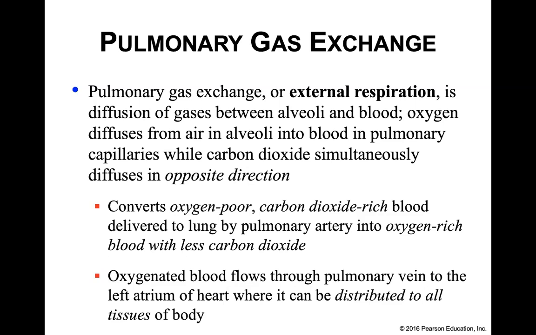Oxygen diffuses from the air in the alveoli into blood in the pulmonary capillaries, while carbon dioxide simultaneously diffuses in the opposite direction. This converts oxygen-poor, carbon dioxide-rich blood delivered to the lungs by the pulmonary artery into oxygen-rich blood with less carbon dioxide. Oxygenated blood flows through the pulmonary vein to the left atrium of the heart, where it can then be distributed to all of the tissues in the body.